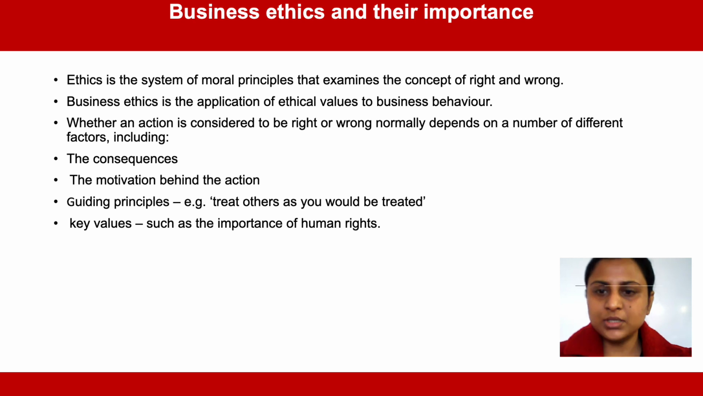Now, whether an action is considered to be right or wrong would normally depend on a number of different factors. For example, the consequences of your action. Does the end justify the means? Then, what was the motivation behind that action? Guiding principles like treating others as you would want to be treated. Then other key values, for example, the importance of human rights.